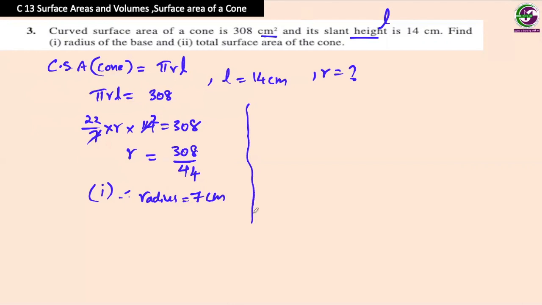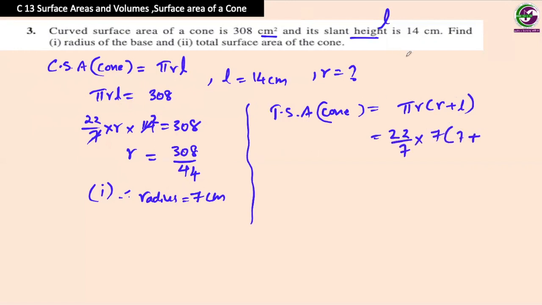Next question is total surface area. Just we apply the rule for cone, which is pi r (r plus L). Radius is 7, 7 plus slant height 14, which is equal to 22 by 7 multiplied by 7 times 21, 462 centimeter square. Because it is area, it will be with square. Very easy exercise.